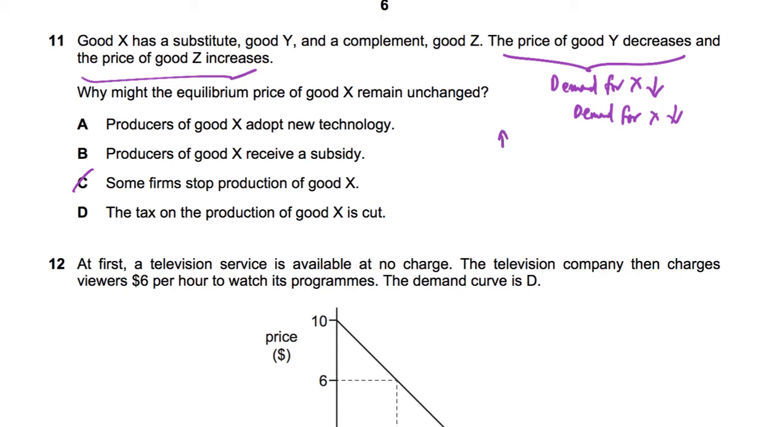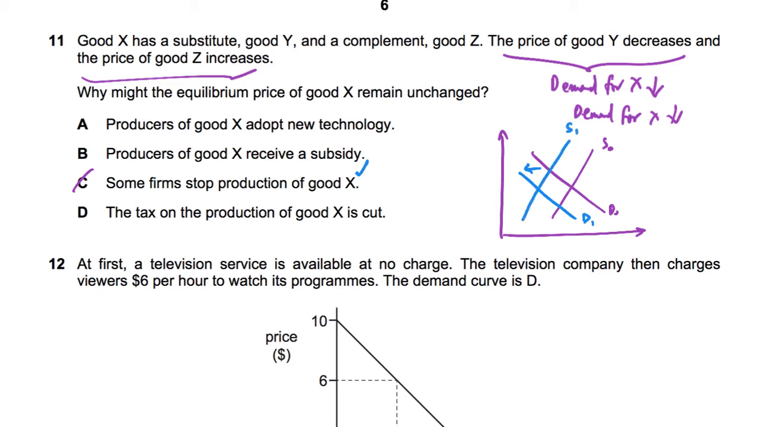Now why do I say that? Look at this. If I make a diagram here, demand and supply, and let's say because of the factors that I mentioned, which is substitute becoming cheaper and complement becoming expensive, demand for X is going down, then the price should fall. But if at the same time firms are stopping to produce good X, there is a possibility that there will be a fall in supply as well. The fall in demand and a fall in supply would mean the price can remain unchanged. So the right answer is C.